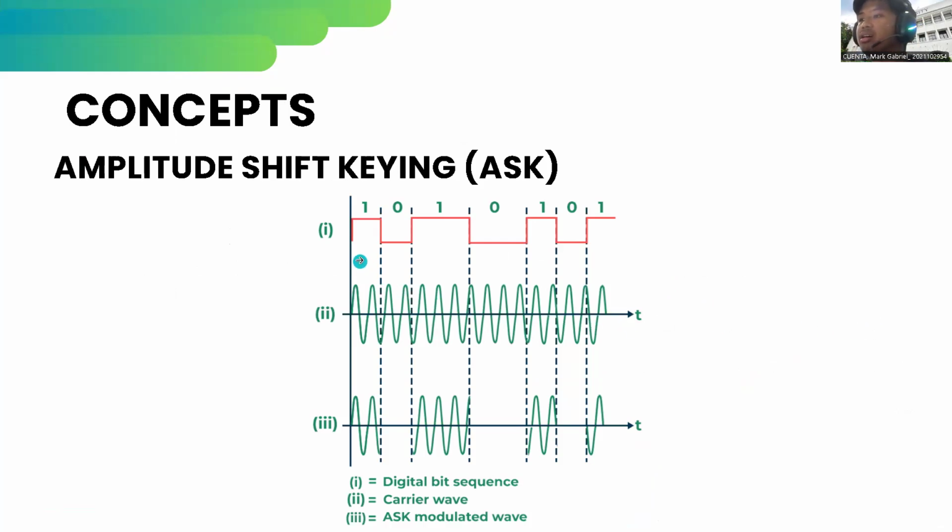So these are the amplitude shift keying waveforms. The first one is the digital bit sequence, which is a square wave, then the carrier wave, a sine, and then the ASK modulated waveform. If we compare the digital bit sequence to the ASK, if the binary is 1, then we have a waveform. If binary 0, then the waveform becomes a flat line, as we can see in the comparison of one to three.